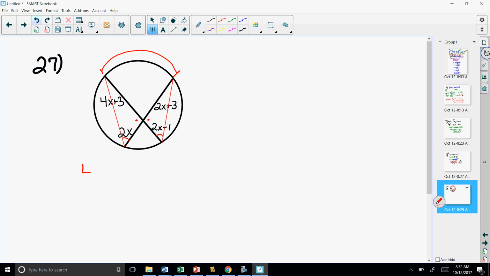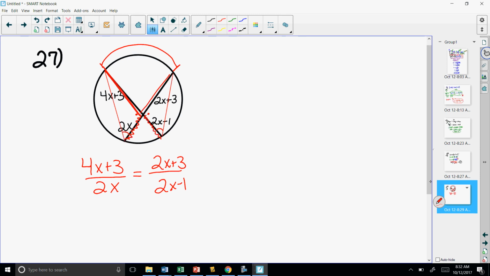Okay, so in one triangle, we have sides of 4x plus 3 over 2x. 4x plus 3 is right here. What corresponds to that in your other triangle? Yep, 4x plus 3 corresponds to 2x plus 3 in the right side triangle. 2x on the left-hand side triangle corresponds to 2x minus 1 on the right-hand side. So now you have a proportion.